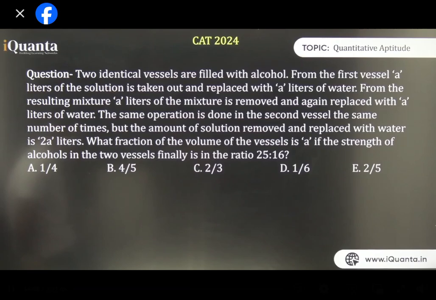And I don't know why all the questions include the concept of alcohol. All the remove-and-replace questions include this concept. So how to solve this?